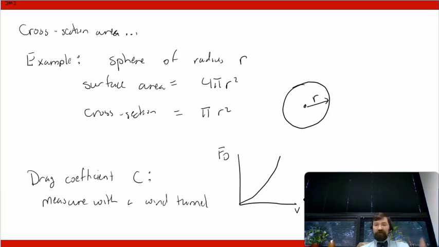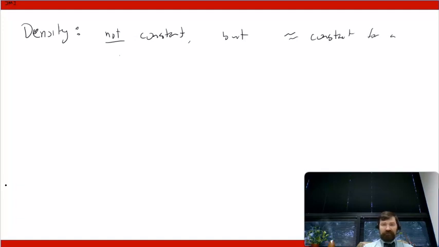And you can know the cross-section area from basic geometry, and you can know the density of the wind by essentially assuming you have air with this density and so on, or maybe you can put in a flow rate measure. But the density of gases tends to be temperature dependent, so not constant, but it can be approximately constant for a given room or what have you.